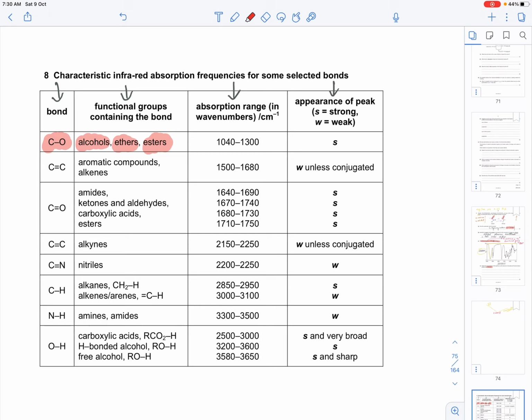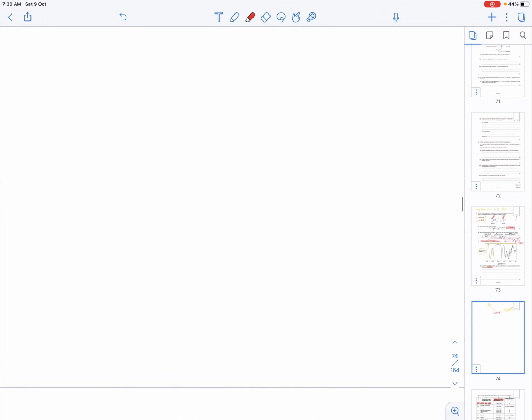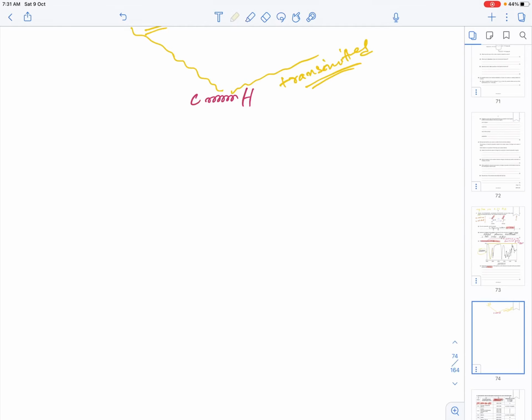The CO bond is present in 3 different types. That means if you have identified that a particular compound contains a CO bond, you have narrowed down your search, and you know that this compound belongs to either alcohol, ether, or esters. Now the next thing is absorption range. Absorption range is measured in wave number. And what is wave number? It is basically the reciprocal, or inverse, of wavelength.